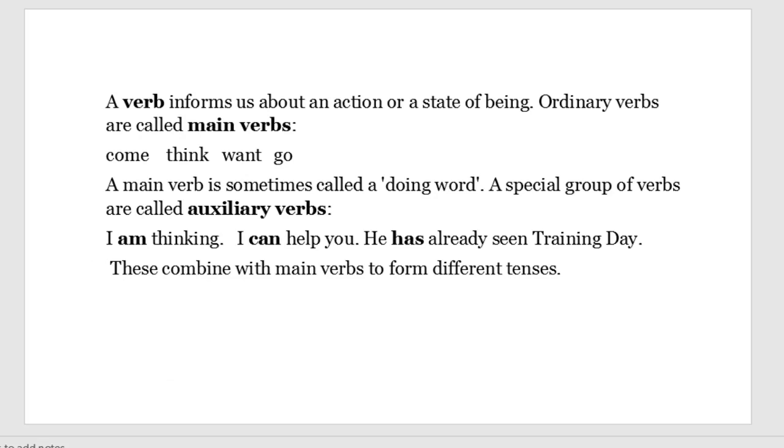A verb informs us about an action or a state of being. Ordinary verbs are called main verbs. Come, think, want, go. A main verb is sometimes called a doing word. A special group of verbs are called auxiliary verbs. I am thinking. I can help you. He has already seen Training Day. These combine with main verbs to form different tenses.